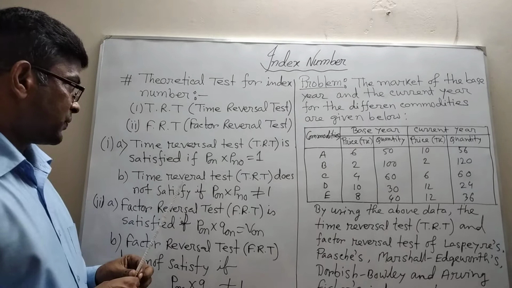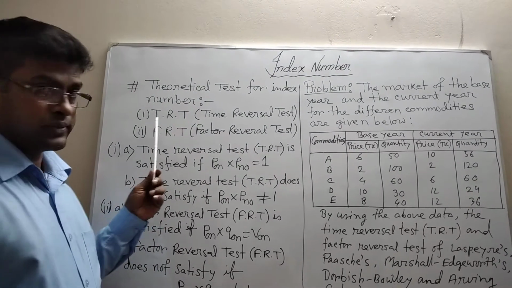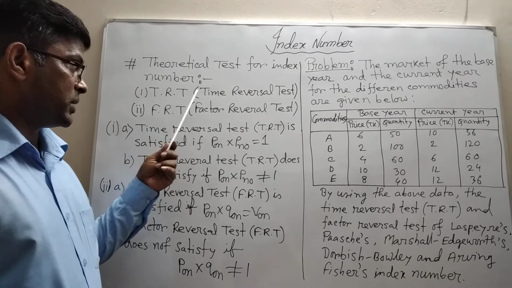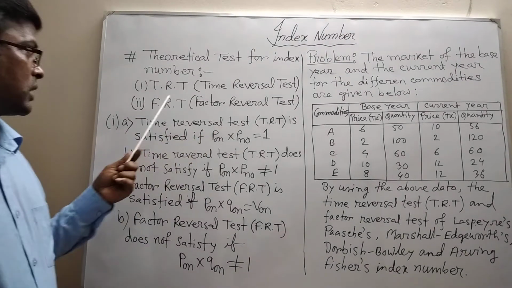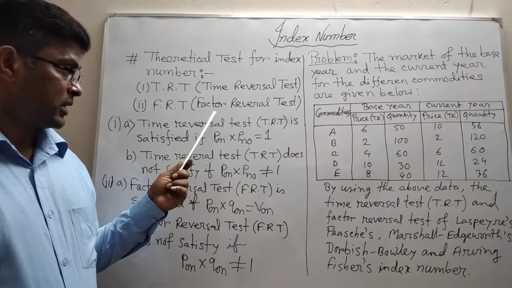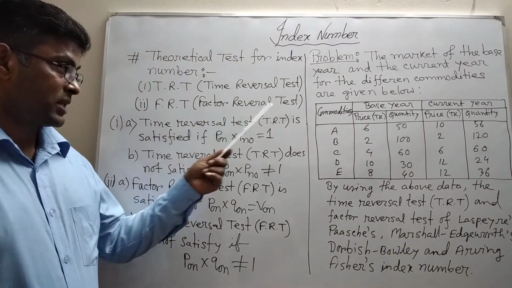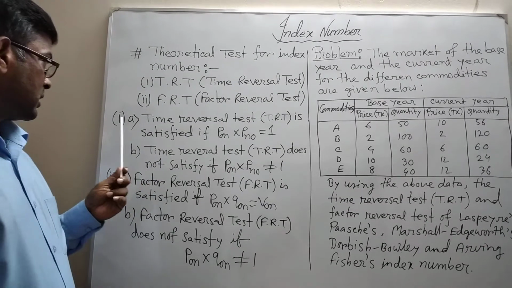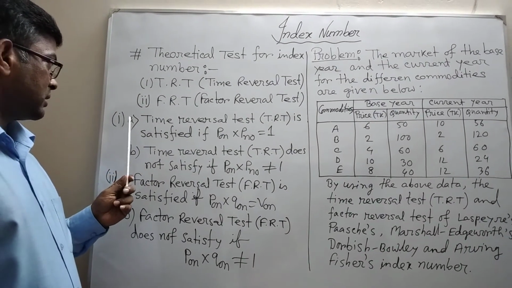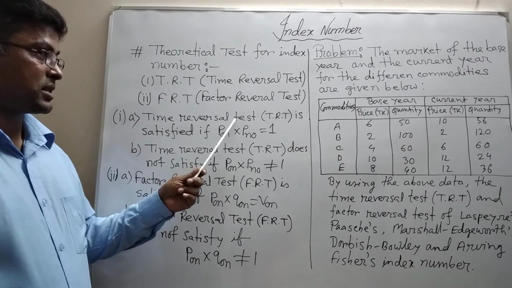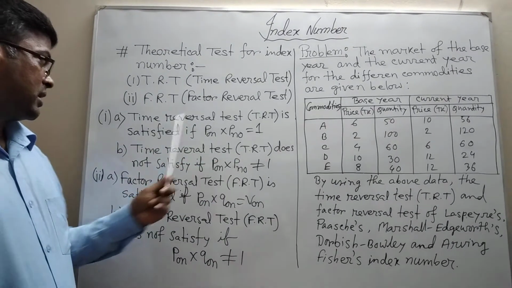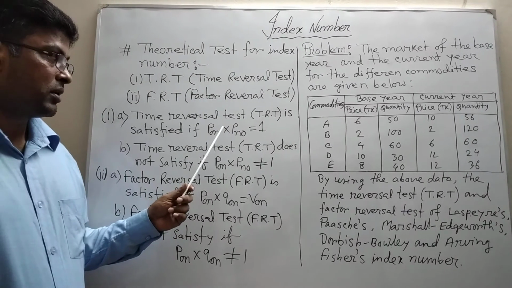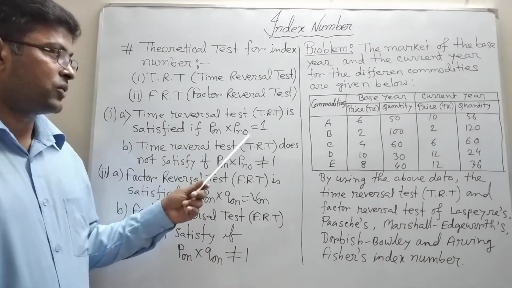Dear students, we apply two types of tests. Number 1, TRT, that means time reversal test. Number 2, FRT, that means factor reversal test. We have to remember that the time reversal test, TRT, is satisfied if P suffix n multiplied by P suffix 0n equals 1.